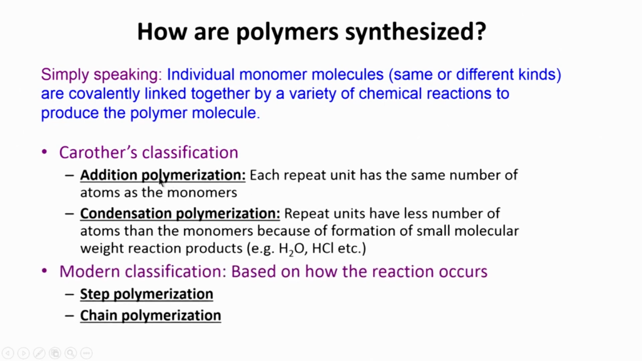As I said, Carothers is a very traditional classification, and the modern classification is based on how the reaction occurs. In this way it is again subdivided into two classifications: step polymerization and chain polymerization. We are going to talk about both of them as we go along in these slides.